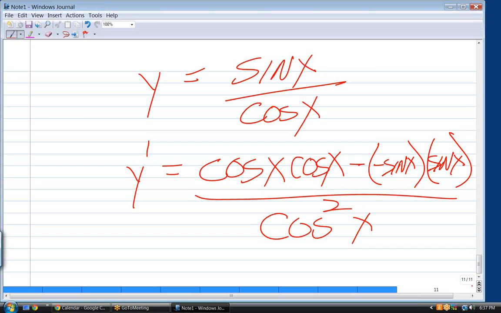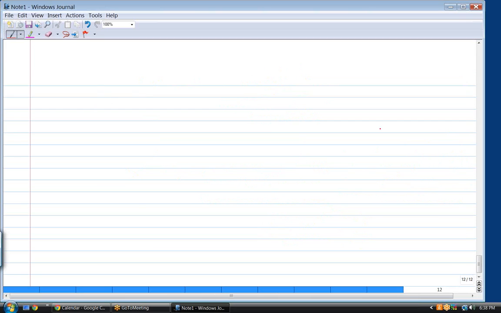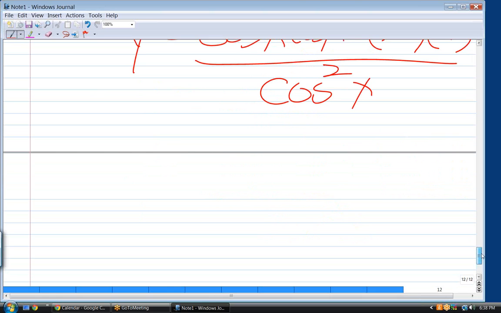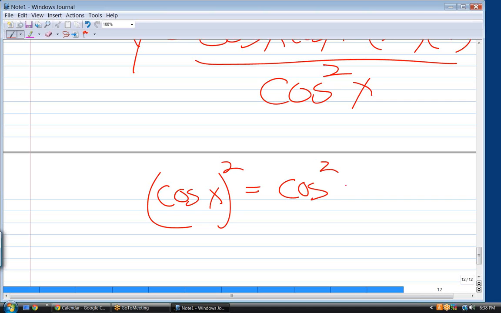If you put the cosine x in parentheses and then square the whole parentheses, that's the same as this. Yes. In other words, if I do this, that's the same as this. But it is not the same as this. And that's true with all trig functions. Okay.